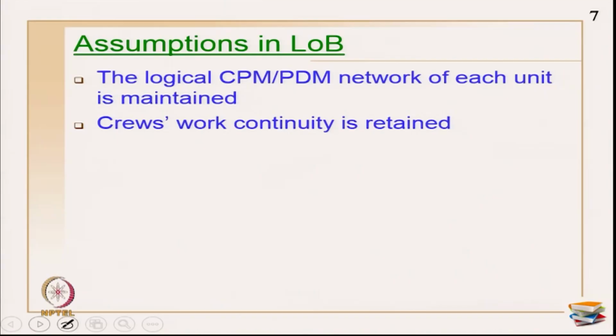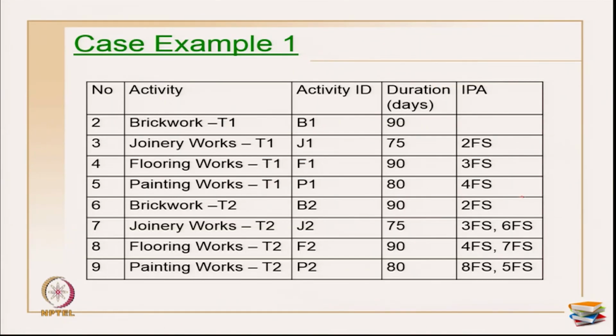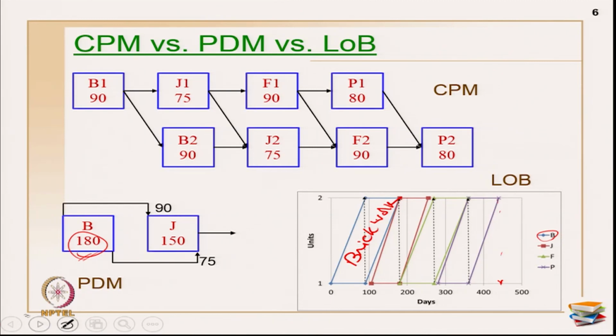Assumptions, a few assumptions I have brought up here. The logical CPM PDM network in each unit is maintained, which implies, in this same example, I will just show here, there is something called IPA for each of these activities. This IPA has to be maintained for all the units in the network. For example, even in this LOB, after this brickwork only I am starting my joinery works, then I am doing my flooring, then I am having my painting works.